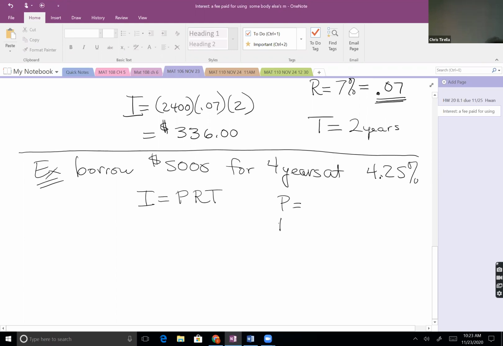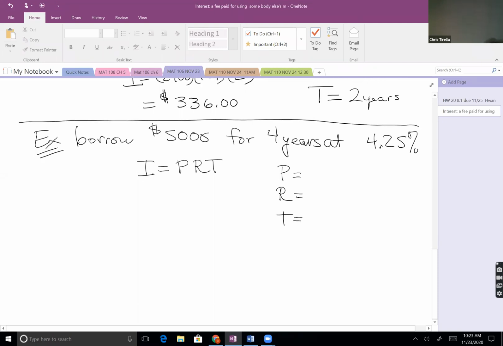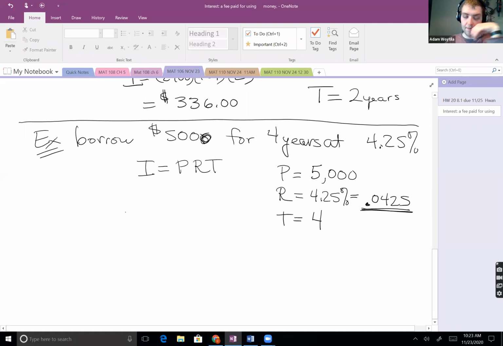We need to identify our principal, our rate, and our time, and then substitute. Principal is 5,000. Beautiful. Rate is 4.25%. But remember, we've got to change that to a decimal. So we need the 0.0425. Always change it to a decimal. And time is the 4 years.